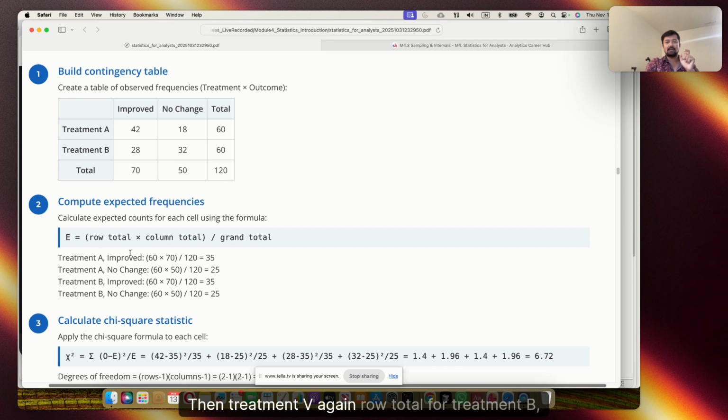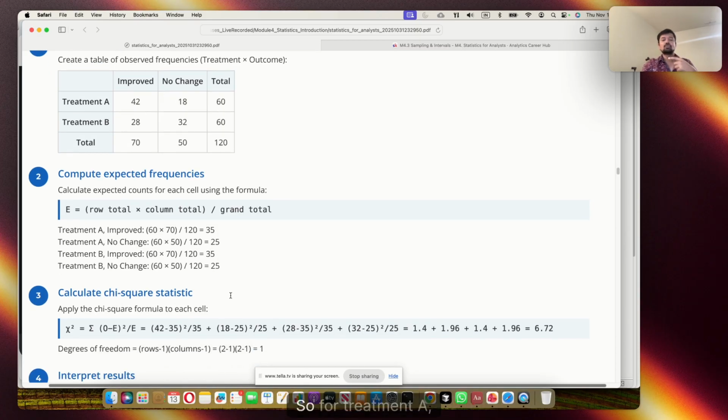Then treatment B, again row total. For treatment B, row total is 60 divided by column total. For improved, this is 70 divided by 120, it's 35. The same for treatment B, no change: row total will remain the same, the column total will be 50, and divided by 120 gives 25. So for treatment A, the improved value is 35, no change is 25, and treatment B improved is 35 and 25.